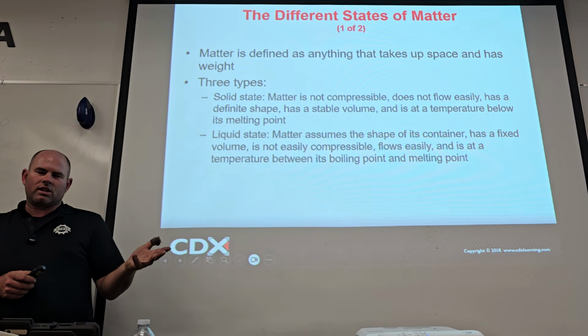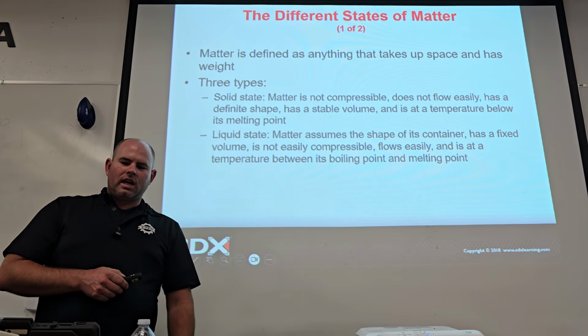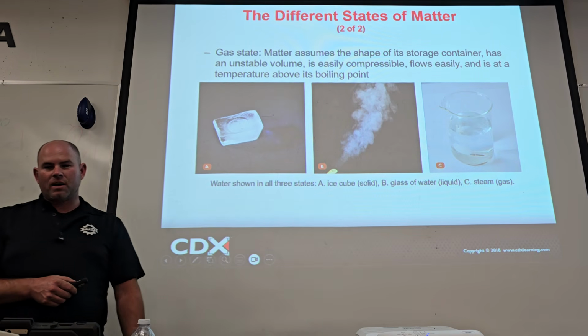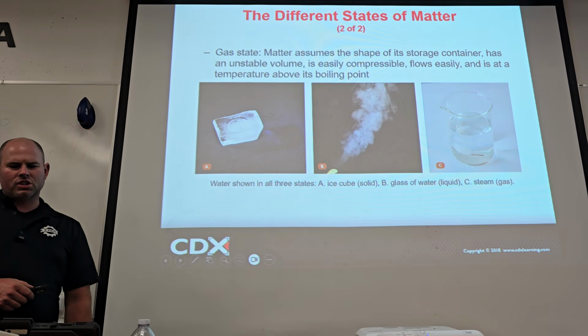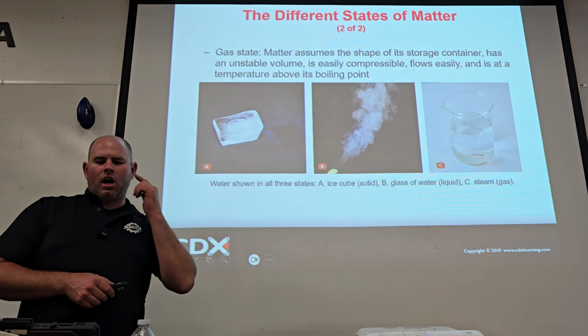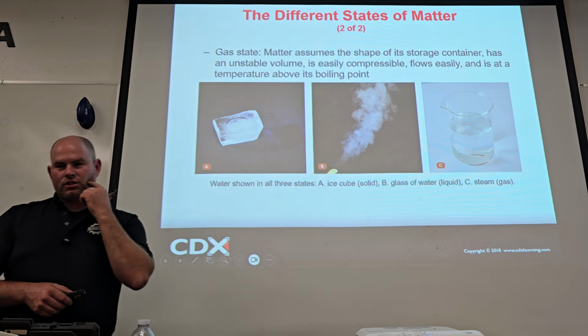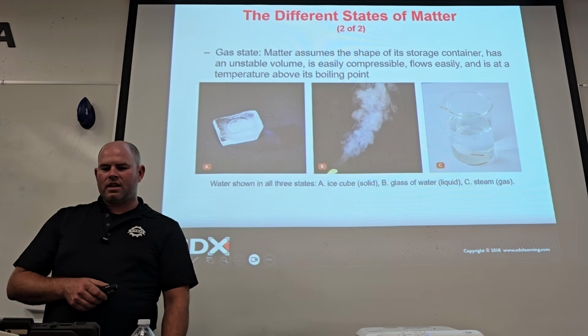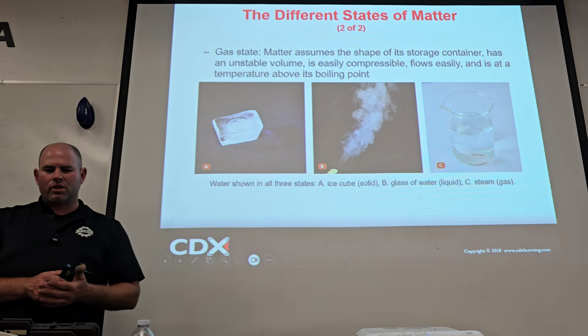So liquid, you know what liquid is, right? And then last but not least, a gas state, sometimes called a vapor. It assumes the shape of its storage container, has an unstable volume. It's easily compressible. It flows easily, and it's at a temperature above its boiling point.